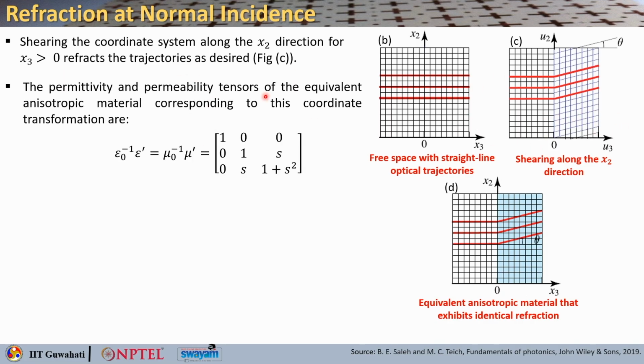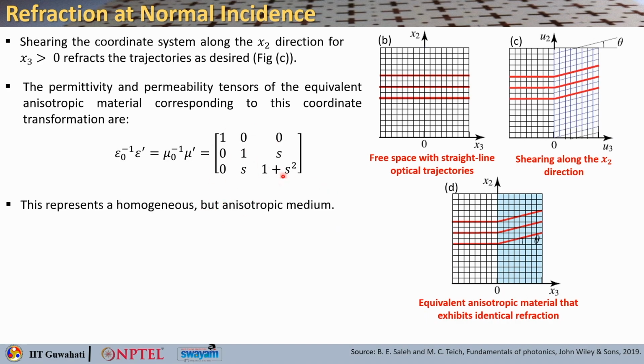Now, if you try to put this in terms of the permittivity and permeability tensors as we have done earlier, you can do that computation, and you will see that you get epsilon naught inverse epsilon prime equal to mu naught inverse mu prime, given as the matrix 1 0 0, 0 1 s, 0 s 1 plus s square.